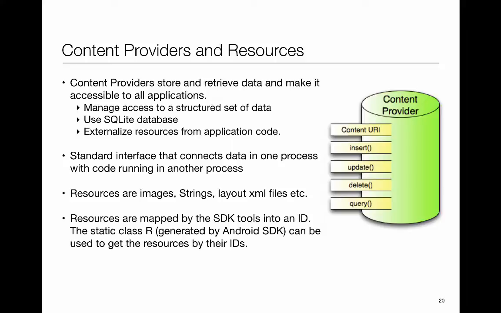You can think of all these things as resources, including images, strings, and layout files, and the way you manage those resources is that they are mapped by the SDK into an ID. So it's like a key-value store. The actual content could be in a content provider, and the ID will be generated by the compiler, and you can use the R class generated by the Android SDK to refer to all these resources by their IDs.